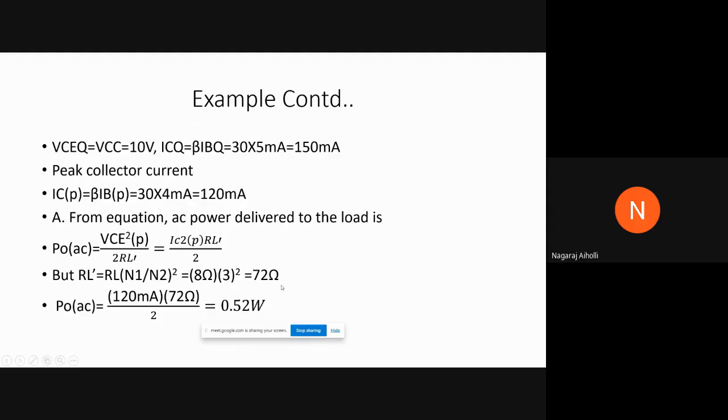Knowing the value of IC peak and RL dash and substituting in this equation, P naught AC is equal to IC peak square into RL dash by 2. That will be equal to 120 milliampere, that is the value of the IC peak. We have to square it here. IC peak square into 72 ohms divided by 2.